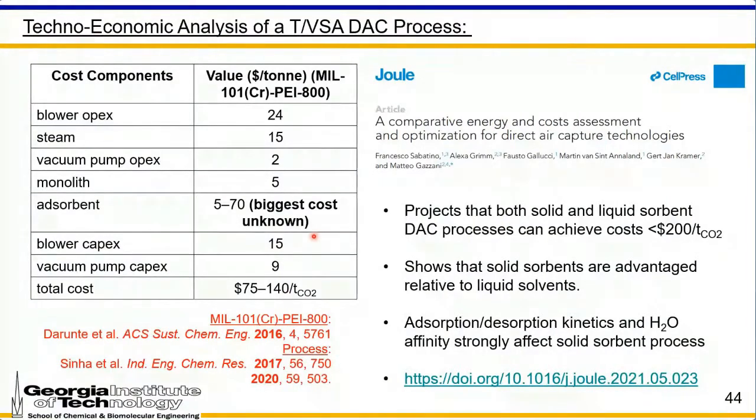Others are seeing the same thing. This is a recent paper by Ghazani published in Joule, where they projected both solid and liquid sorbent DAC processes can achieve costs under $200 a ton. Most costs quoted today publicly for the first of their kind plants are typically between $500 and $1,000 per ton.